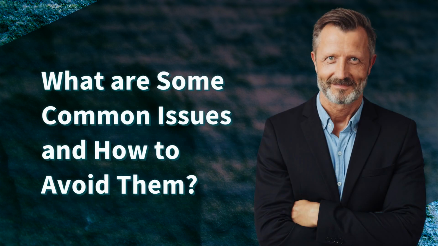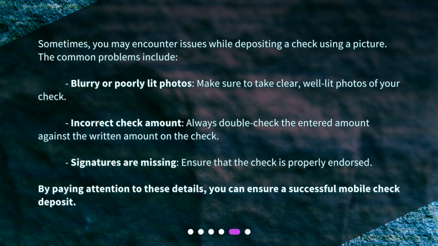What are some common issues and how to avoid them? Sometimes, you may encounter issues while depositing a check using a picture. The common problems include blurry or poorly lit photos. Make sure to take clear, well-lit photos of your check. Incorrect check amount. Always double-check the entered amount against the written amount on the check. Signatures are missing. Ensure that the check is properly endorsed. By paying attention to these details, you can ensure a successful mobile check deposit.